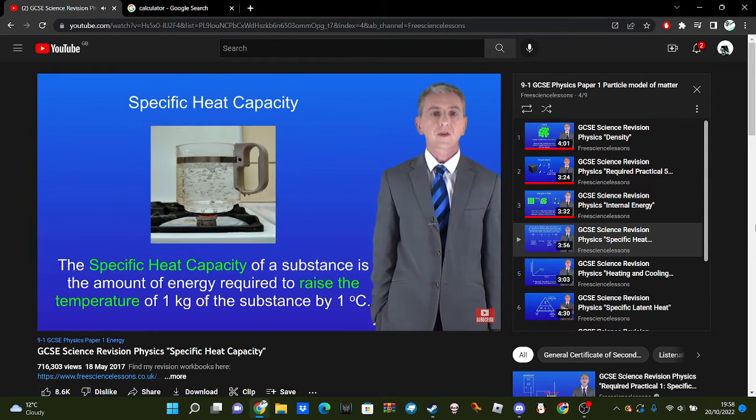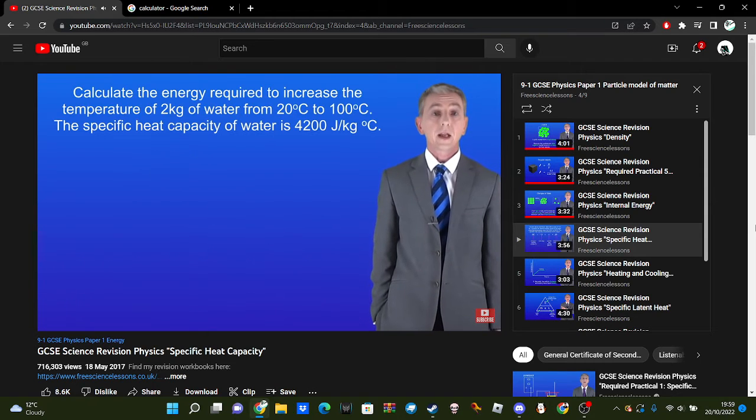The specific heat capacity of a substance is the amount of energy required to raise the temperature of 1 kilogram of a substance by 1 degree Celsius. Now that sounds tricky, but it's actually straightforward. So let's take a look at a sample question. Calculate the energy required to increase the temperature of 2 kilograms of water from 20 degrees Celsius to 100 degrees Celsius. The specific heat capacity of water is 4,200 joules per kilogram per degree Celsius.